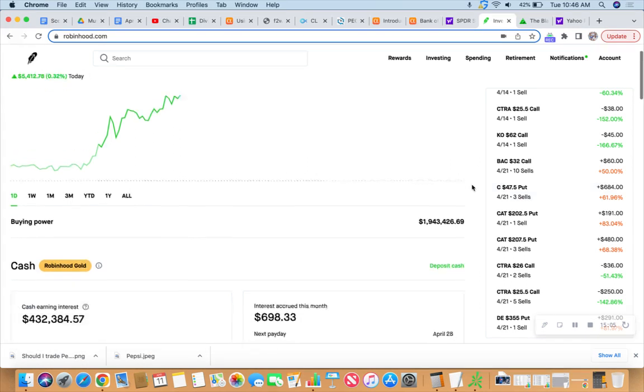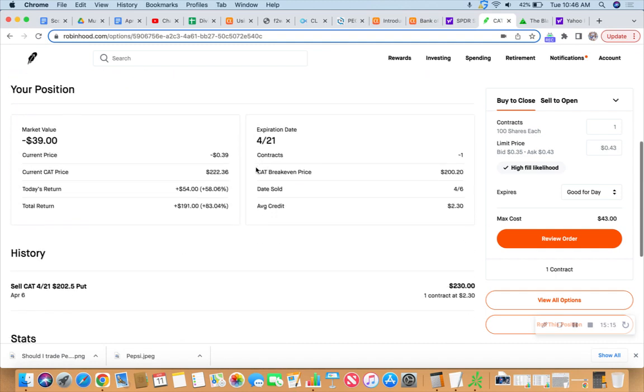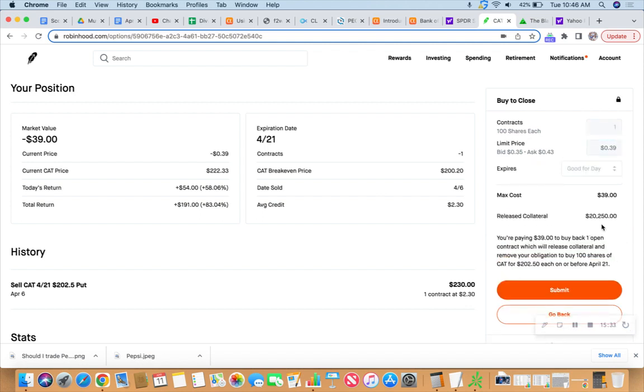But I'm also looking next at Caterpillar, 202.50 put, currently 83% into the profit, and we collected $230 on that trade on April 6th, and it's going to cost us approximately $39 to close it out. So let's try to do that. Then we'll put $20,000 back into the coffer and lock in our profit between the $230 and the $39 we're about to pay.